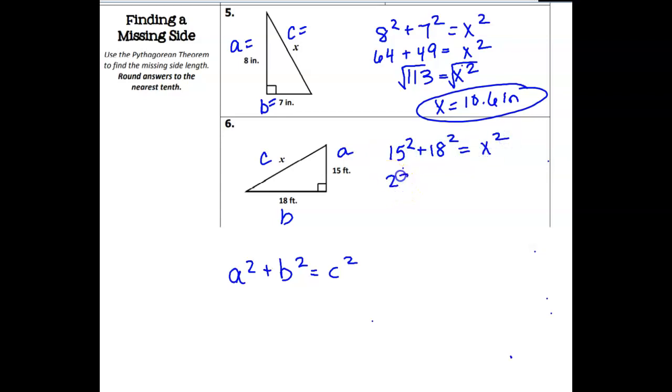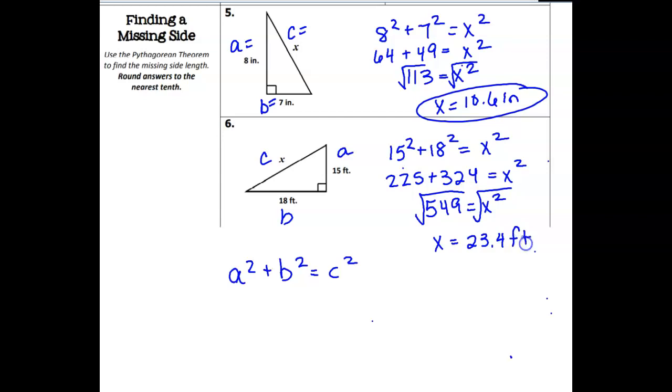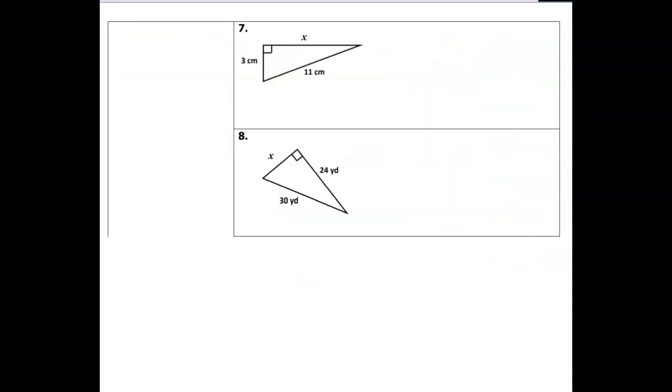So we have 225 plus 324 is equal to x squared. We add them together and we get 549 is equal to x squared. But since we want just x, we're going to take the square root of both sides, and we find out that x is approximately 23.4, and it's 23.4 feet. Okay, so moving on, number 7.